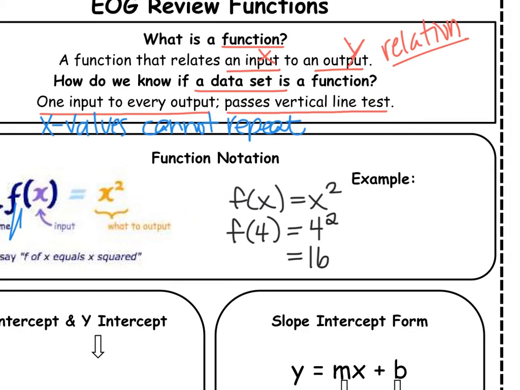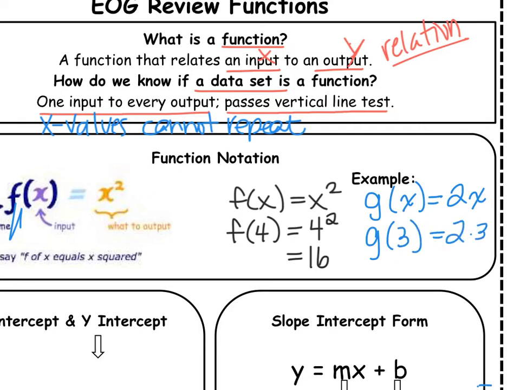Let's say I have another function, we'll call this one g of x, it's just a different function. And let's say the function g of x is 2x. So if I want to find g of 3, I'm going to take out x here and do 2 times 3. So g of 3 is 6. And the reason we have these as different names is because they're different functions and they have different function rules. This one is 2 times x and this one is x squared.